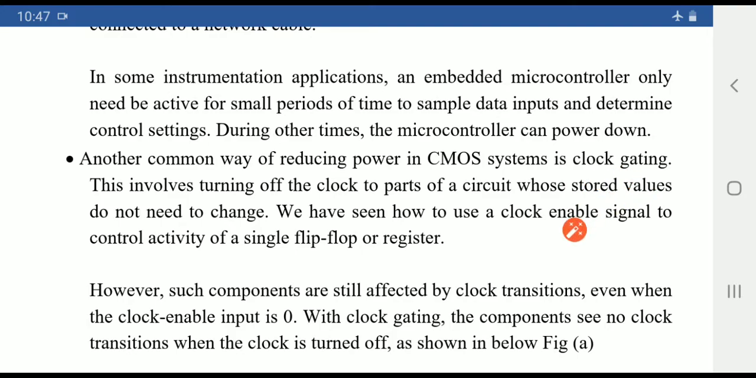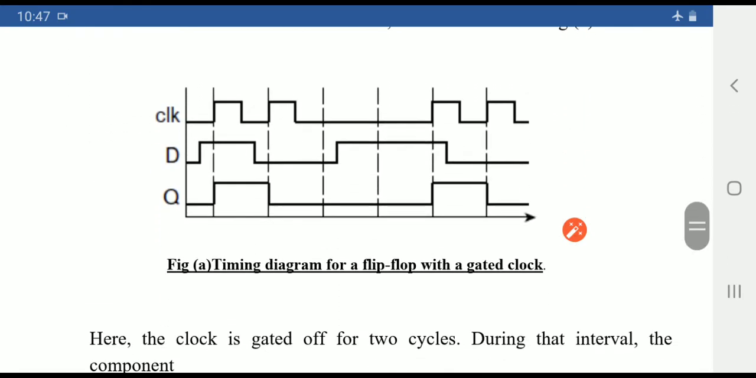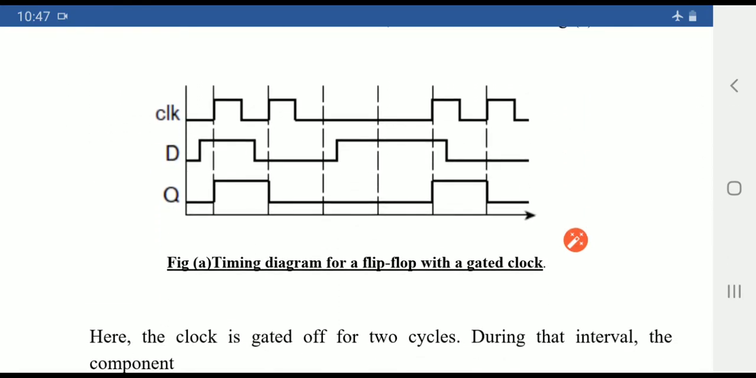Clock gating is explained in these waveforms. This waveform belongs to the timing diagram for a flip-flop with a gated clock. A gated clock means it is taken from the master clock. According to these waveforms, we have used a D flip-flop because D is the input and Q is the output, and we need to store the data in the D flip-flop for a certain amount of time. At that time we can turn off the clock for 2 cycles. By doing this we can reduce the power consumption.